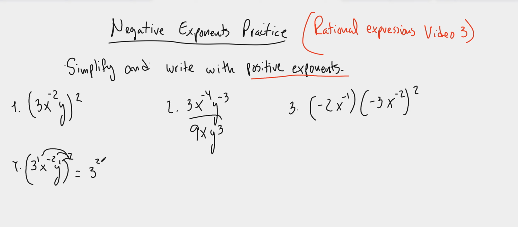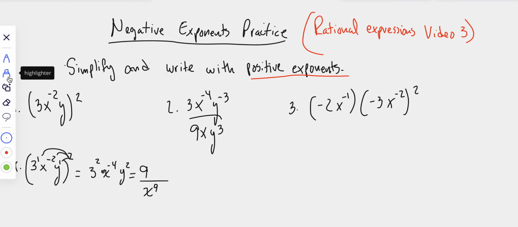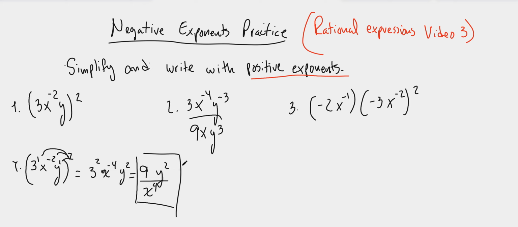So you have 3 to the power of 2, x to the power of -4, and y to the power of 2. Now 3 to the power of 2 is 9, because that's 3 times 3. Now, what do we do with that x to the power of -4? Well, we have to move that to the denominator in order to end with a positive exponent, in order to make that -4 a positive 4. So we move it to the denominator. And this y to the power of 2 doesn't move because the exponent is positive already.